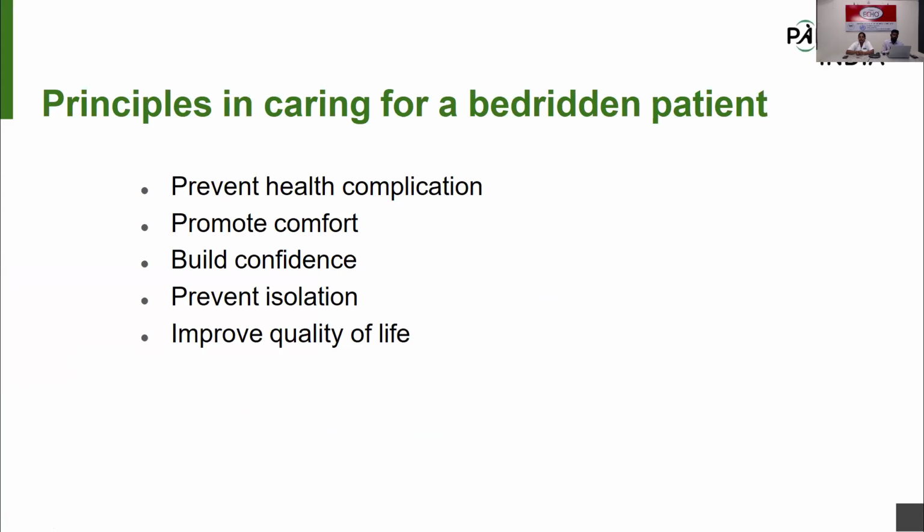The principle when we are caring for a bedridden patient is to prevent health complications, right? So what kind of health complications are we mainly talking about? Whether you are making a home visit, or the patient is coming to the hospital, a bedridden patient can come in a wheelchair or on a stretcher, right? So how can you prevent health related complications, and what kind of complications will they get?